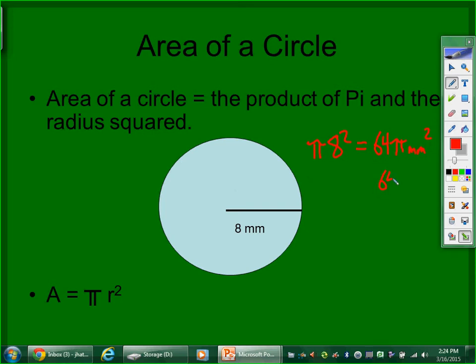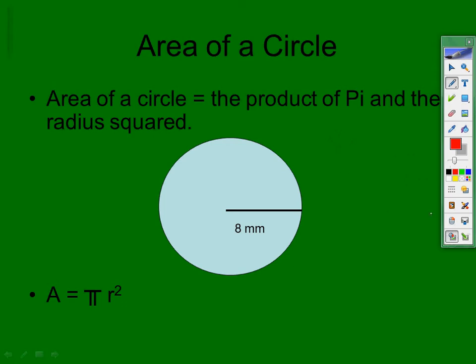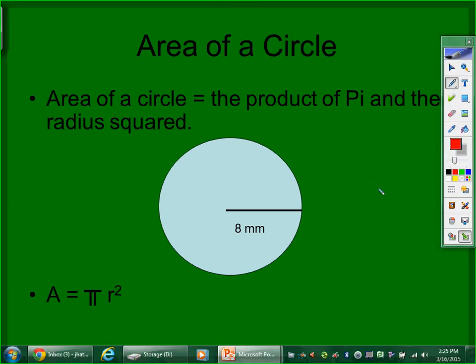The difference between 64 pi millimeters squared and 64 pi millimeters is that this is talking about area, and this is talking about a length. So in this case, that is not what I'm looking for. If I punch in pi times r squared, pi times 8 squared would calculate out to be 201.06 when rounded. So pi times 8 squared would equal 201.06 millimeters squared.